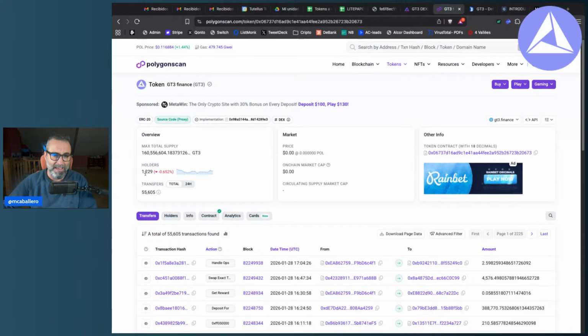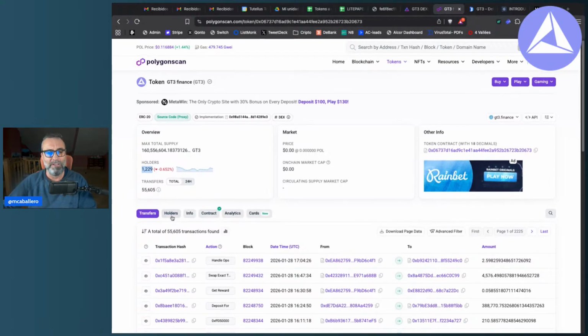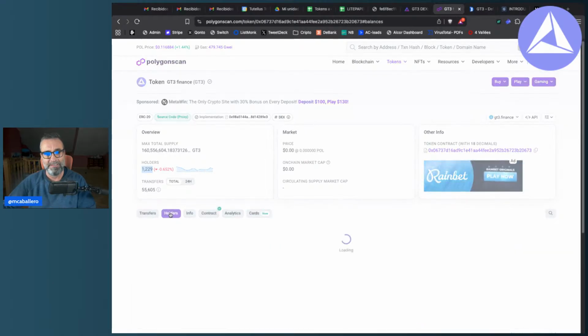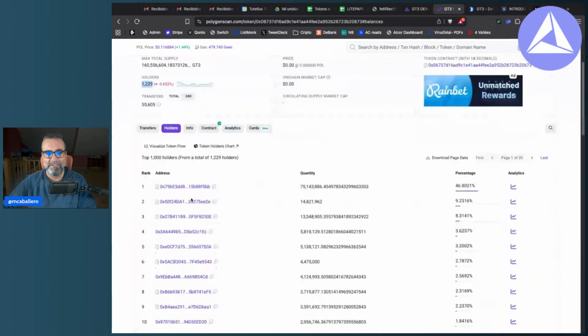And we have today only a few holders. Since the first day, we have only 1.2K holders. This is nothing. This is the beginning of everything in GT3, okay? The crypto market still doesn't know the project. So I go to holders. If I click here in holders and I see the first holder, this is a contract.